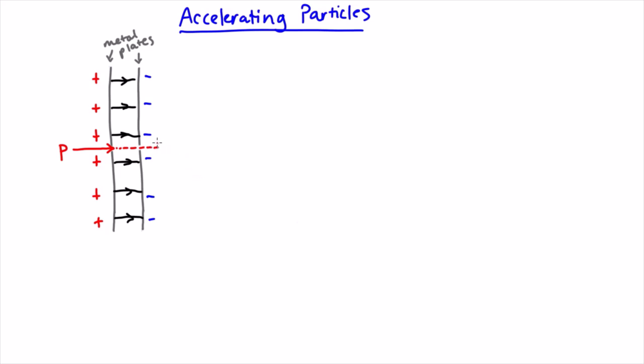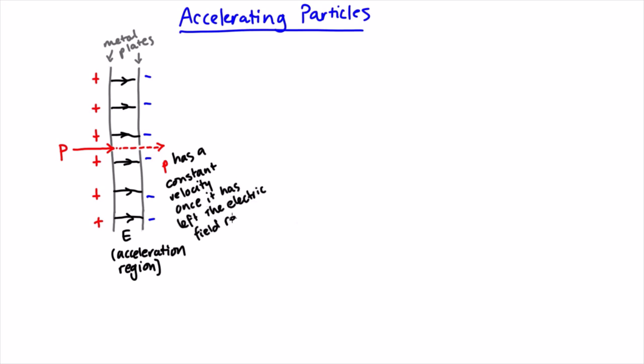When it leaves the electric field region, it'll be traveling faster than it was when it first entered the field region. The voltage we use to create the electric field determines how fast that proton will be going when it leaves the electric field region. So the higher the voltage of our power source, the faster that proton will travel. If we use a 1-volt power source to generate our electric field, the accelerated proton will have an energy of 1 electron volt, and so on. So higher voltages allow us to accelerate particles to higher energies.